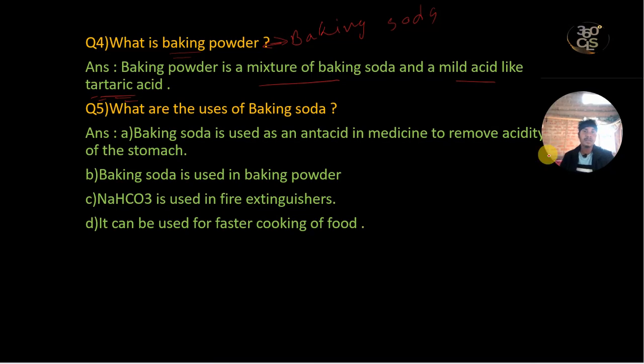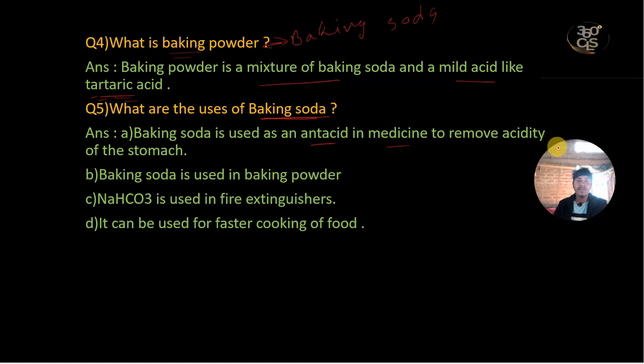The next problem is, what are the uses of baking soda? Baking soda का uses क्या क्या होता है? The first use is, baking soda is used as an antacid in medicine to remove acidity of the stomach. We know that baking soda, which is sodium hydrogen carbonate, is basic in nature, and it can neutralize the acid produced in our stomach. So that's why we can use baking soda as an antacid in medicine.